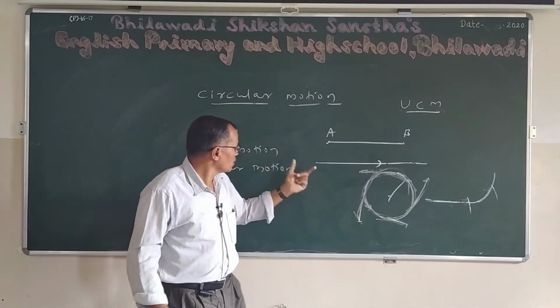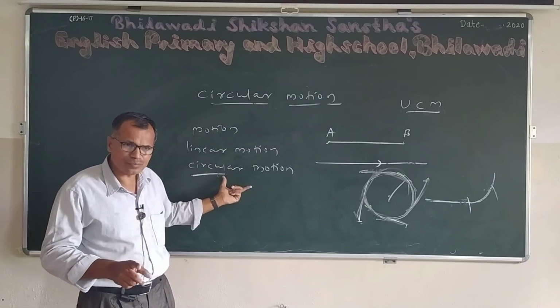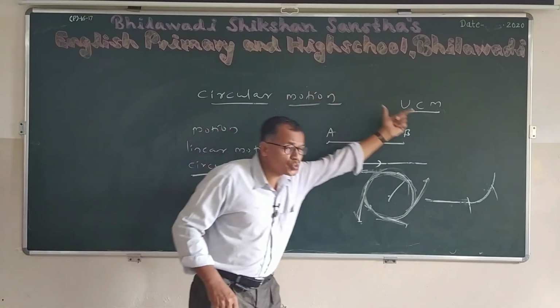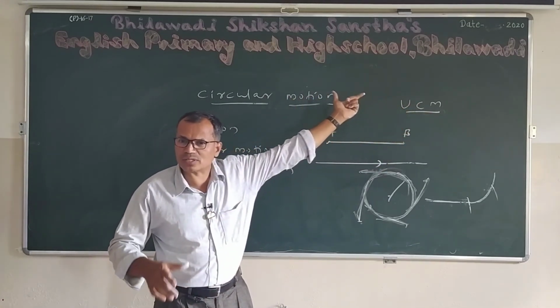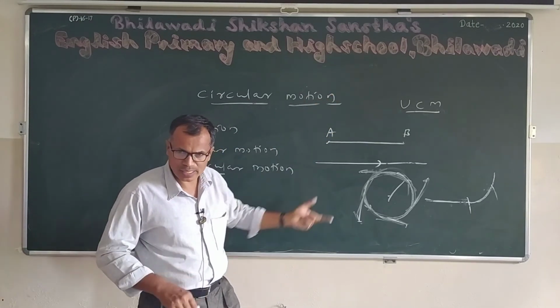In this case we have seen the circular motion. Circular motion means the motion of the particle along the circumference of a circle. And UCM is uniform circular motion, the motion of the particle along the circumference but with a constant linear speed. Correct? We stop here.